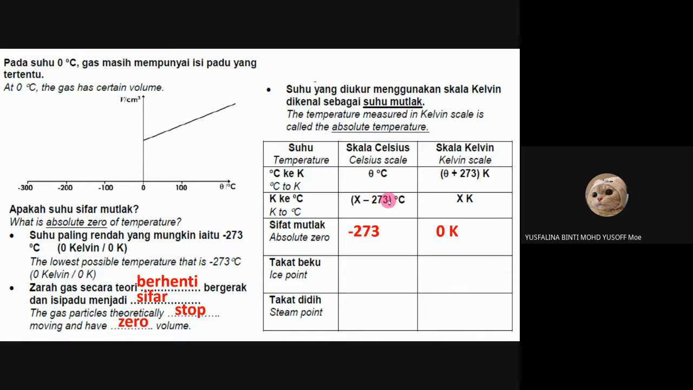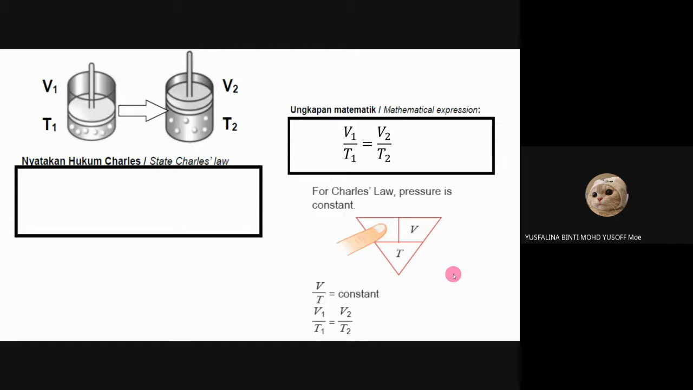And the ice point, you already know, is 0 degrees Celsius. For Kelvin it is 273, because when you change to Kelvin you add 273. And the steam point is 100 degrees Celsius, so in Kelvin you add 273 and it should be 373 Kelvin. So this is how you change from Celsius to Kelvin or Kelvin to Celsius: Celsius to Kelvin plus 273, Kelvin to Celsius minus 273. So this is the formula, right?